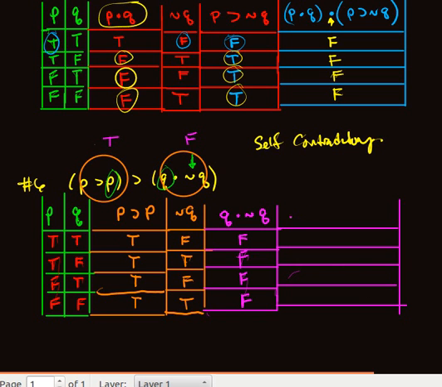All right, so this is going to be if P then P. Let me change color. All right, if P, then Q and not Q, right? So a true and a false is what we have in the first one. True and a false is what we have in the second one. A true and a false is what we have in the third one, and for the fourth one. So this is also self-contradictory.